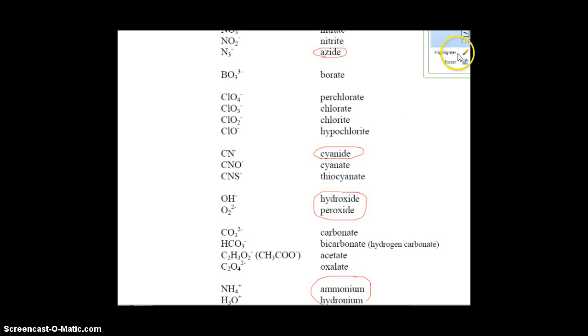Also, something I want to draw your attention to is that all of these will have a negative charge except for these 2 at the bottom, ammonium and hydronium. They are the only 2 that have a positive charge. All the rest are negative.